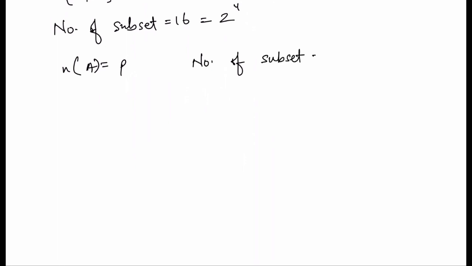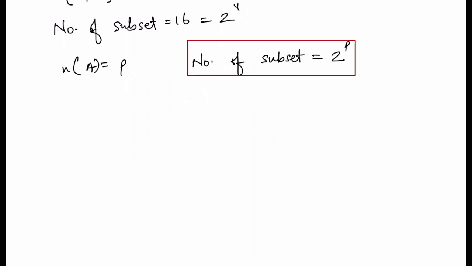We can write that the number of subsets will be 2 power p. This is the formula for the number of subsets of any set, given that it has p number of elements. If a set has p number of elements, the number of subsets will be 2 power p.